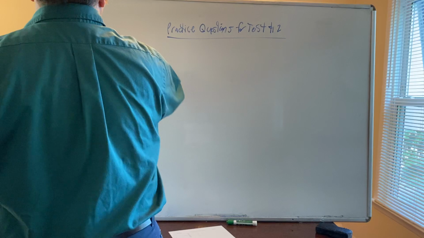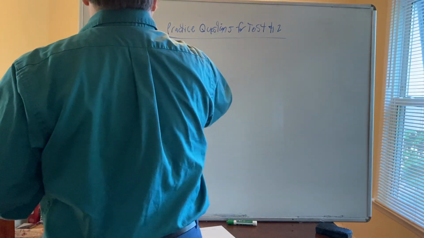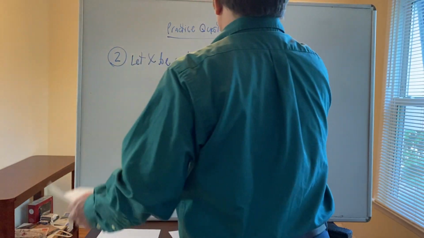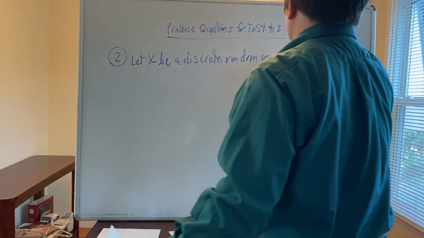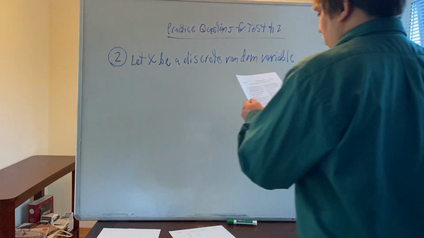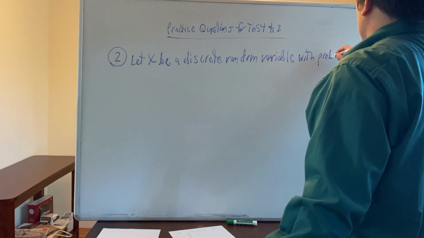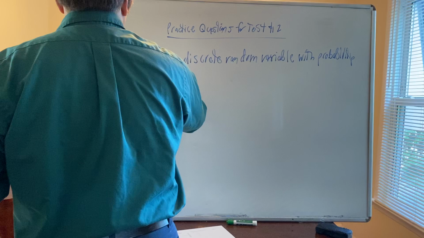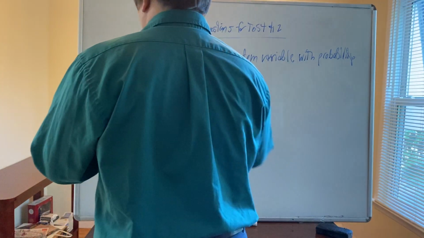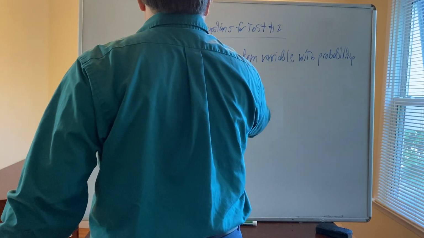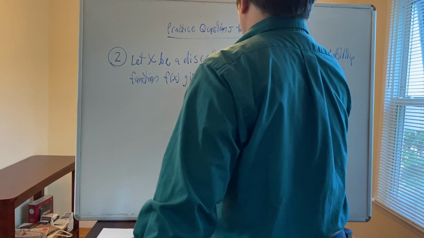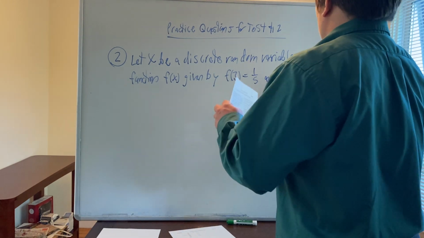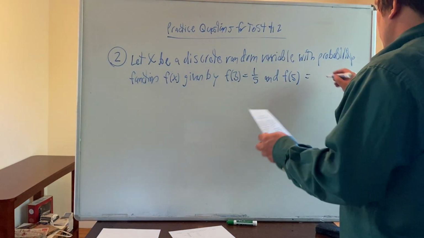Okay, number 2. Let capital X be a discrete random variable with probability function f of x given by f of 3 equals 1/5 and f of 5 equals 4/5.